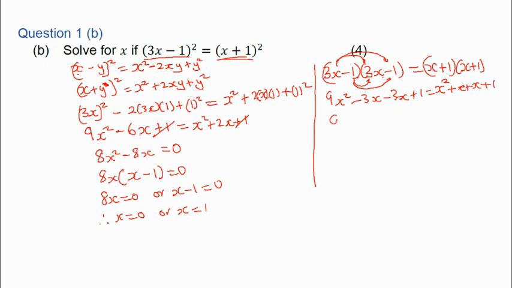So if you check, you're going to get 9x squared minus 6x plus 1 is equal to x squared plus 2x plus 1, which is just similar to this. And then from there, you can just continue, and then you'll get these answers.